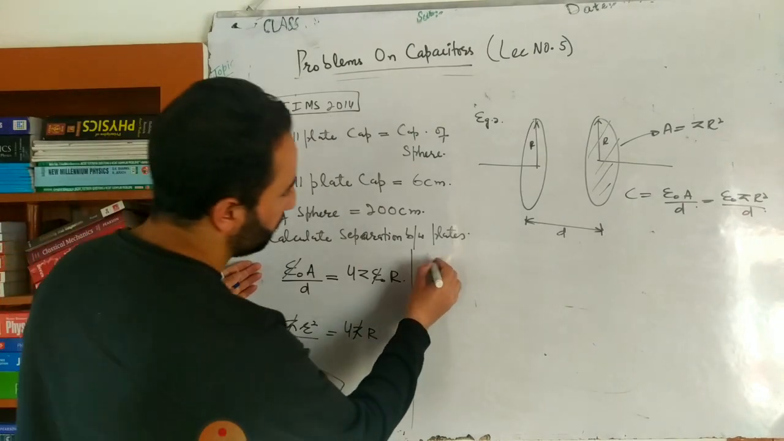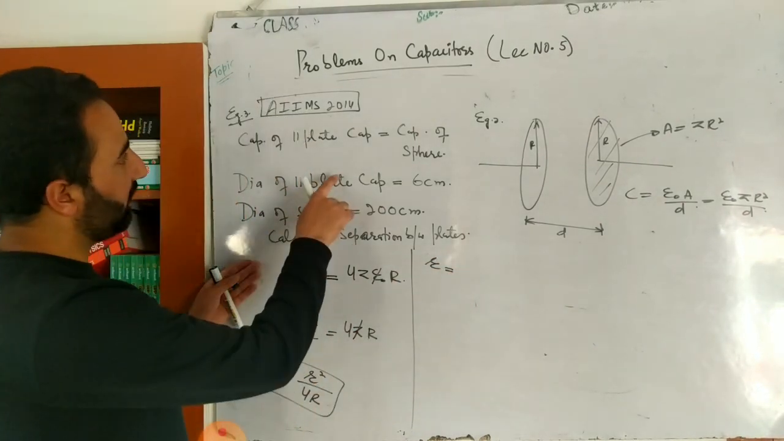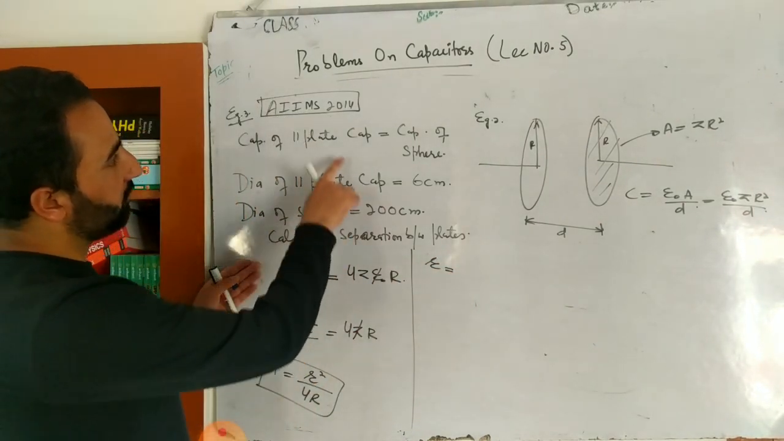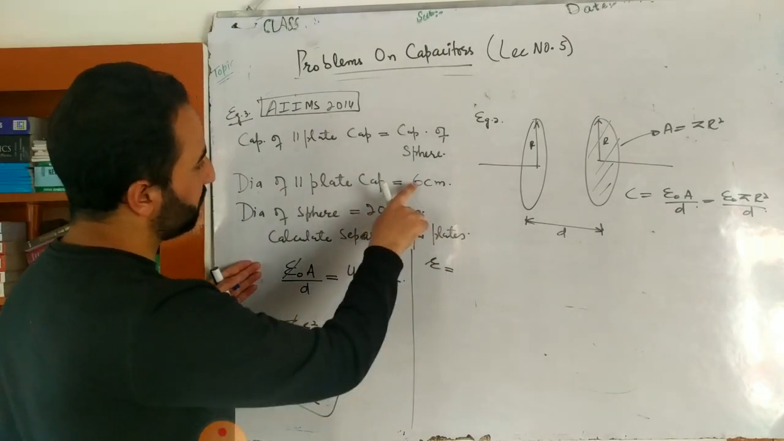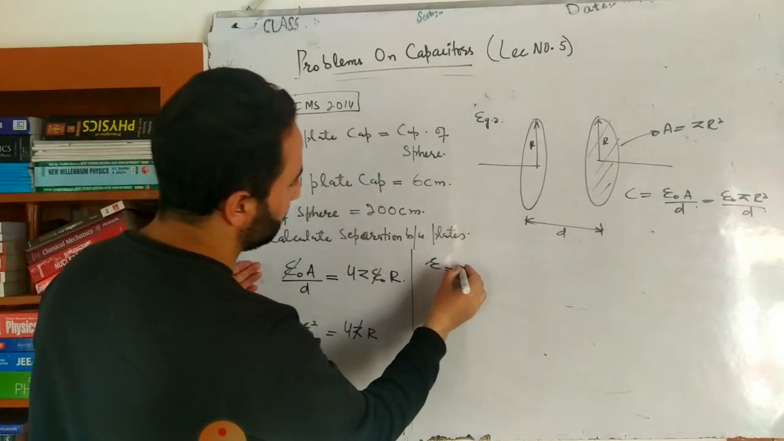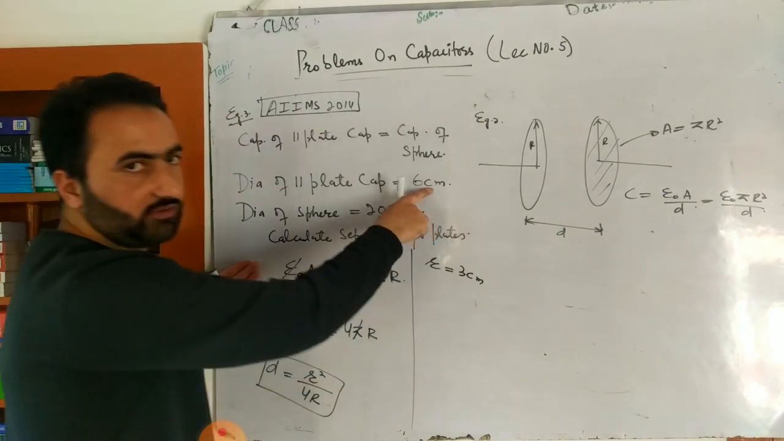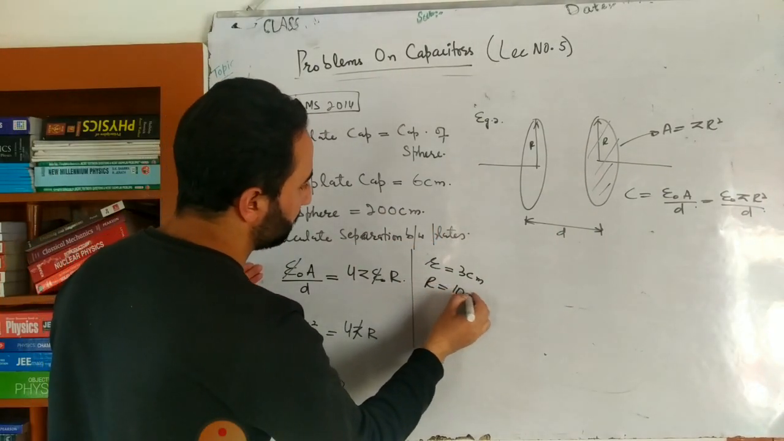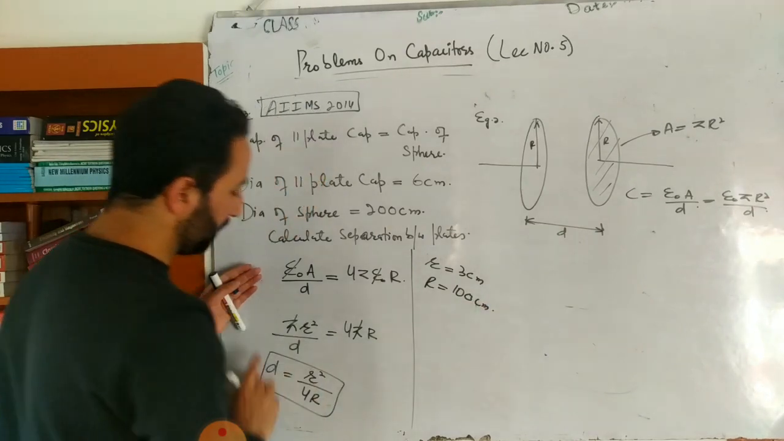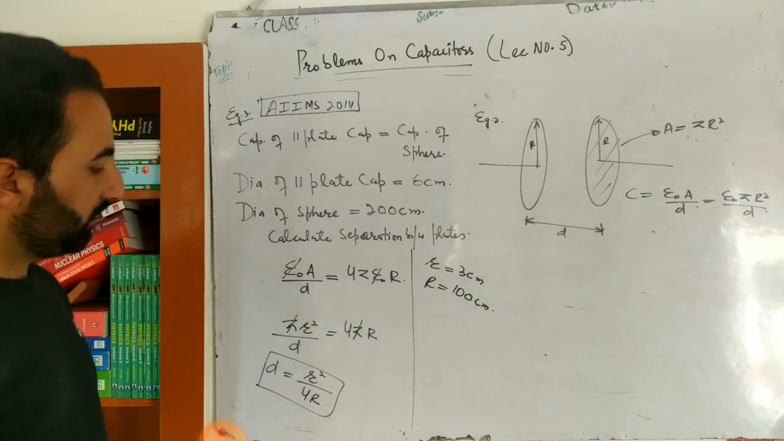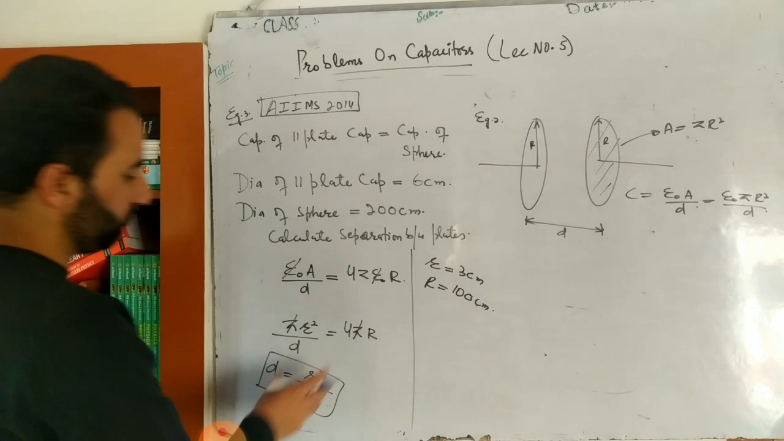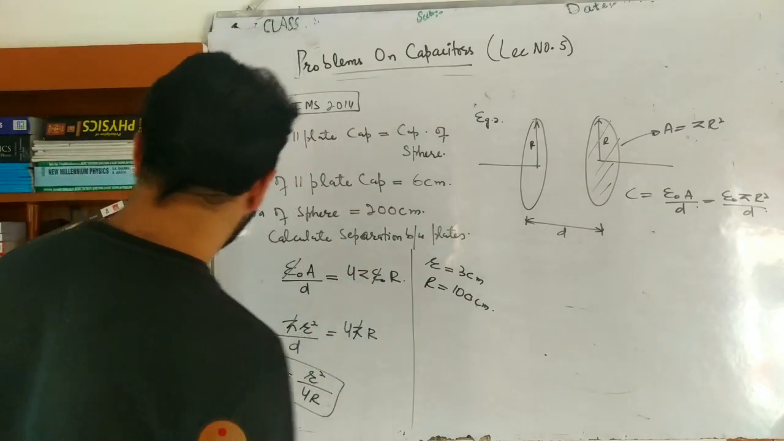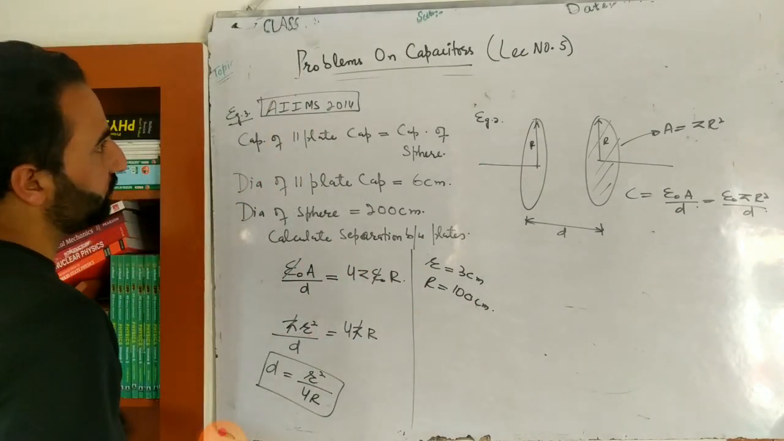I will write it here. The small r is the radius of the parallel plate capacitor, and that is equal to 3 centimeters. If the diameter is 6 centimeters, obviously the radius will be 3 centimeters, and this capital R is equal to 100 centimeters. From there you can calculate the separation between the plates, that is D. Simply substitute it here and get the answer. So this was question number 3.